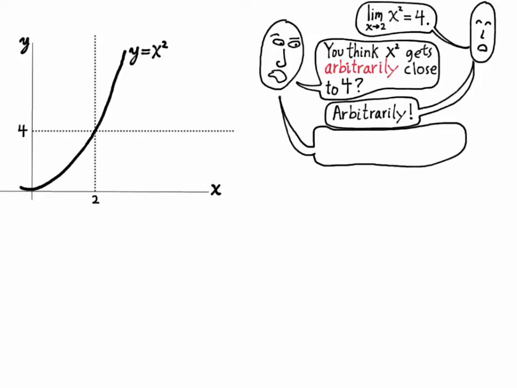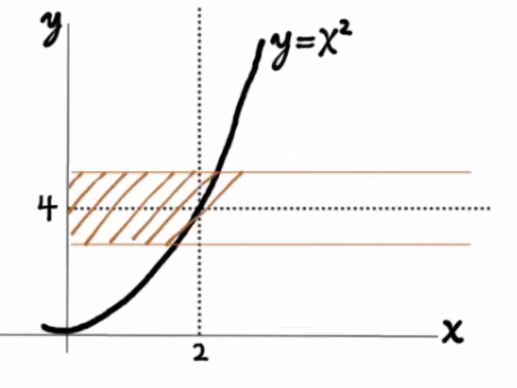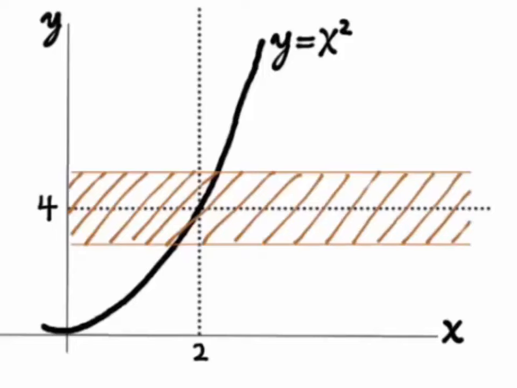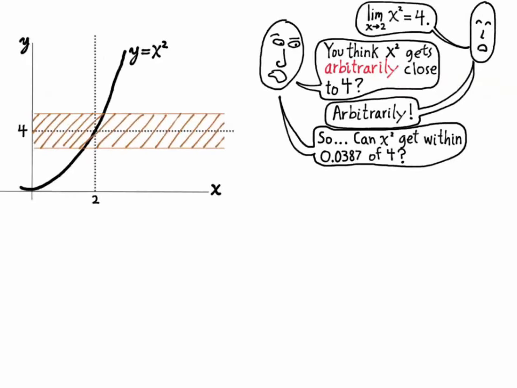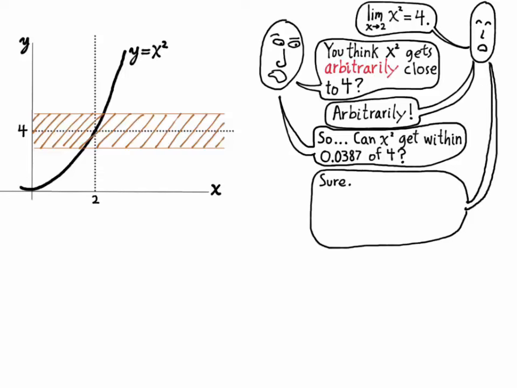So the second guy says, well, for example, then can x squared get within 0.0387 of 4? 0.0387 is an envelope size. It's a value of epsilon. He's throwing out a challenge. Graphically, this is an envelope. Let's say that represents 0.0387. He's asking, can you find a neighborhood that guarantees that the function x squared will stay inside of this envelope around 4? And the guy says, well, yes.